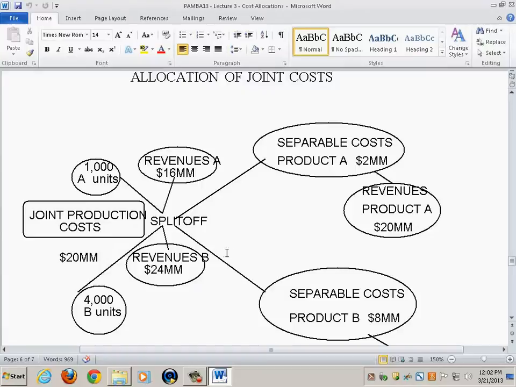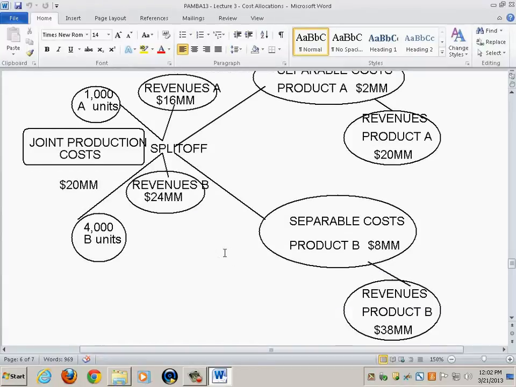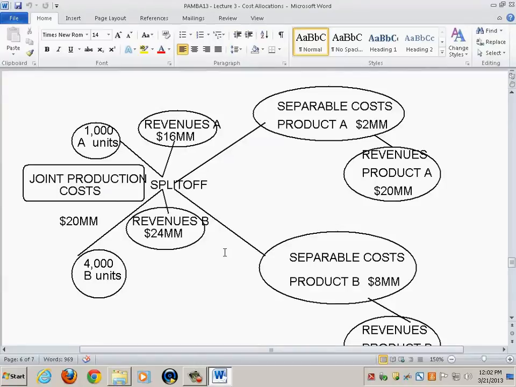And in this chart here, we have a joint production phase where the joint production costs are $20 million. And at some point, the joint production ends, and there's what we call split-off. Why do we call it split-off? Because the joint production ends and the individual products are split for further separate production on each product.